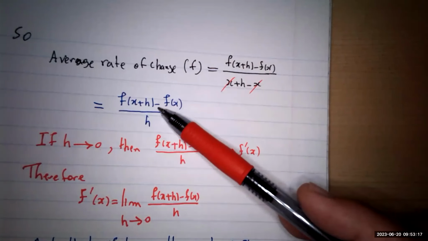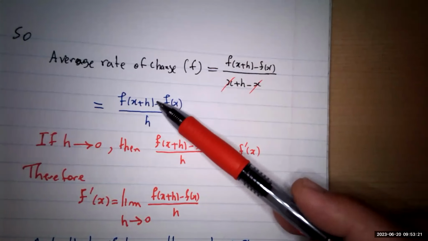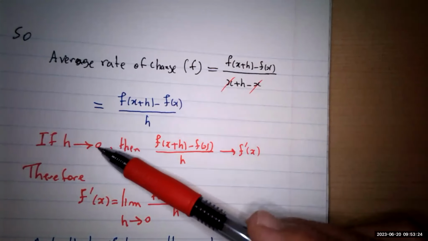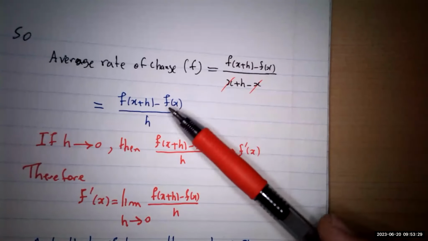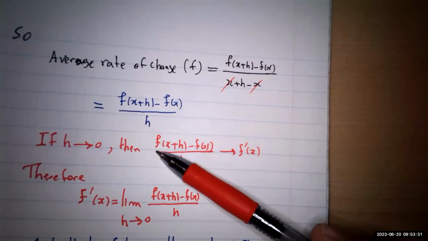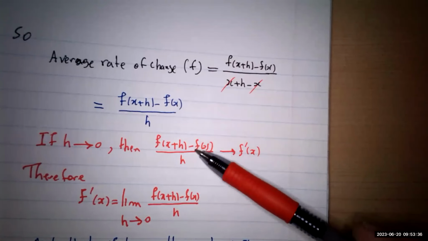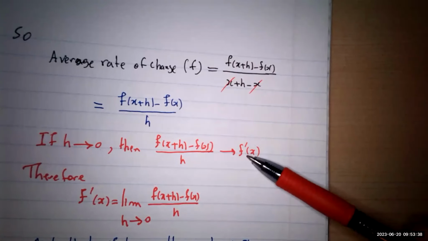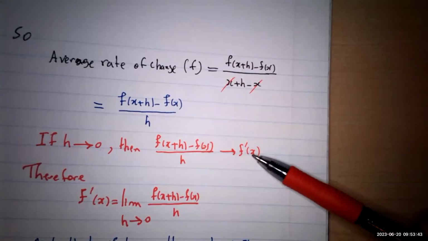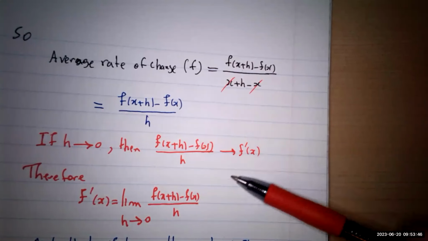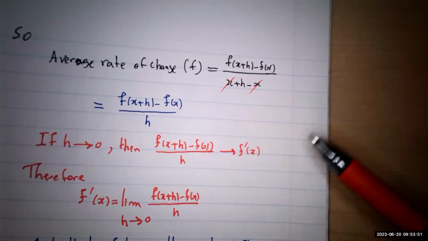But as you're getting closer and closer to the meeting place, meeting the police car, this h gets closer and closer to 0. As h gets closer and closer to 0, the computer inside the camera evaluates this number over and over. So the camera would register f prime of x as soon as you meet the policeman. They register 95 miles, and they give you the ticket.